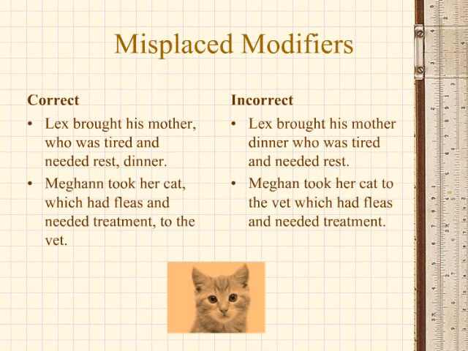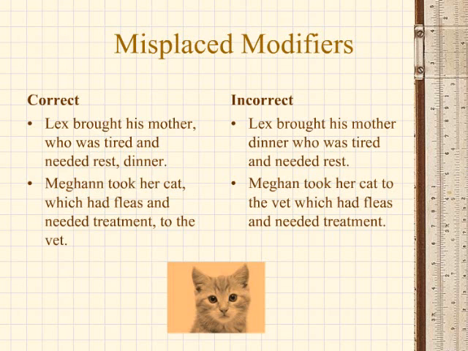Misplaced modifiers are defined as words that, because of awkward placement, do not describe what the author intended them to describe. Here are a few examples of misplaced modifiers. Lex brought his mother dinner, who was tired and needed rest. Does the sentence above sound a bit funny to you?